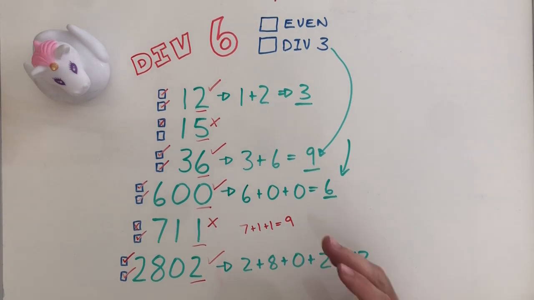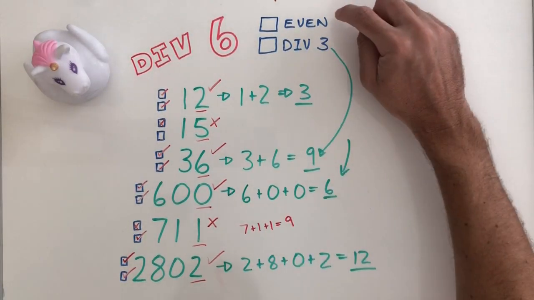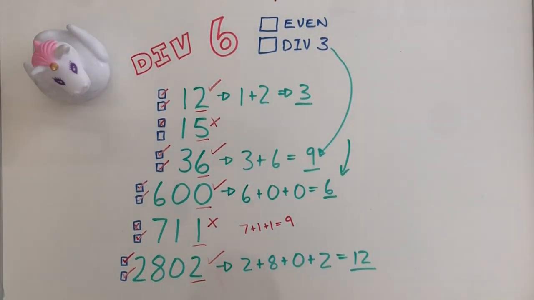So again, it's a bit of a different way of working because we have 2 tests, but it's a quick test: odd or even, and then just check whether it's divisible by 3.